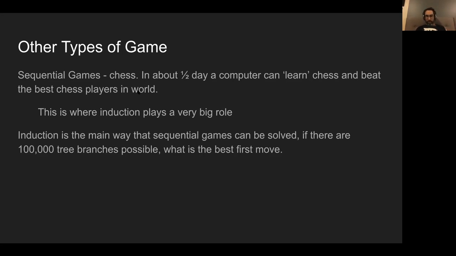Computers are a whole lot better at a sequential game. Chess is the classic one. This is most machine learning guys. I'll try to get a computer to beat the grandmaster of chess, and up until about 20 years ago, only the best ones could beat a grandmaster of chess, and it took like months and months of computer time to learn. These days, a typical desktop computer with the right algorithm can take about a half day and can beat all the best chess players in the world.